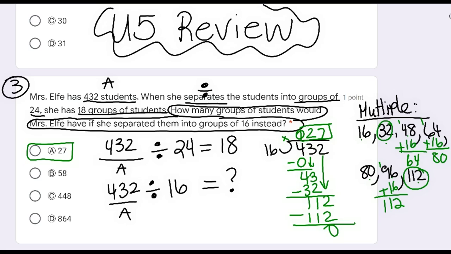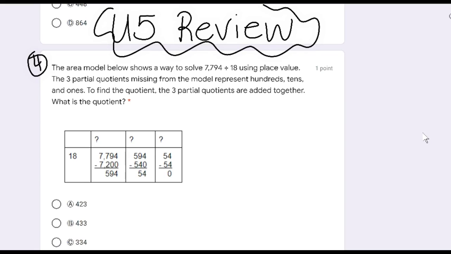We did it. That was way more simple once it gives us our A number, right? Let's move on to the next problem. All right, so question number 4 says, remember this little area model looking thing is our area model that we use for our partial quotients. So let's read what the problem says.